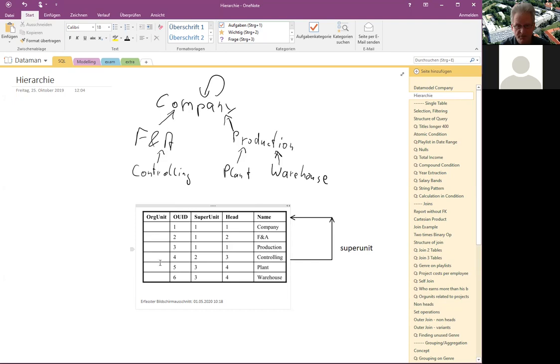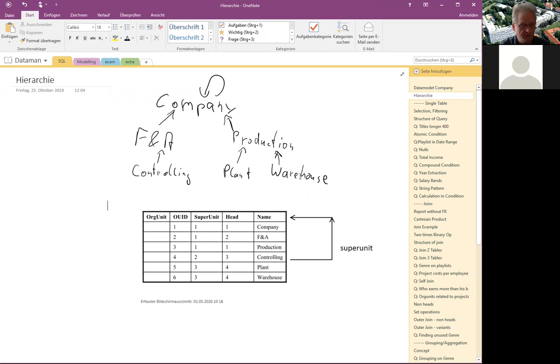Plant is number 5. It is pointing to number 3. Number 3 is production. So plant is below production. And last but not least, warehouse, number 6, also pointing to subunit number 3. That's again production. So warehouse is directly below production.